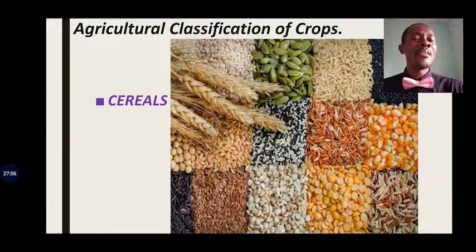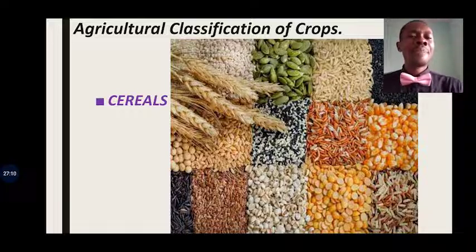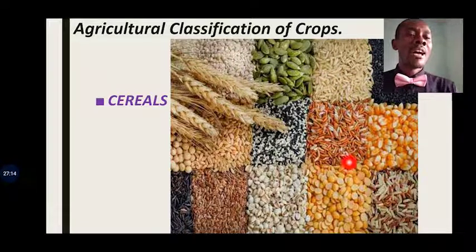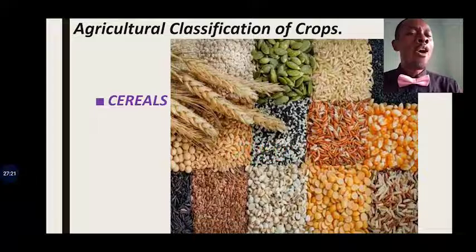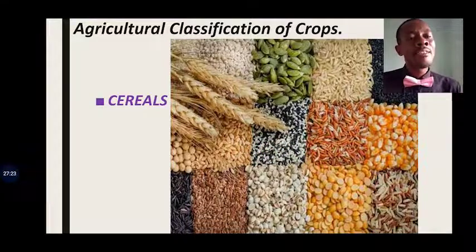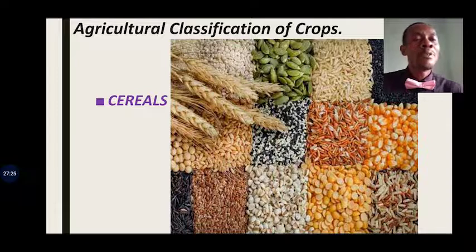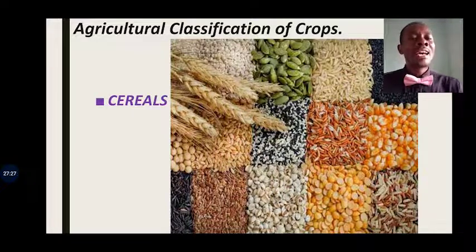As you can see on your screen, you have these different cereals. You have the maize and the rice. These are the different species of maize. You have the rice, you have the wheat, the millet, and the rest of them. All of them are part of the cereals that we consume and that are produced in agriculture. That's number one agricultural classification of crops.